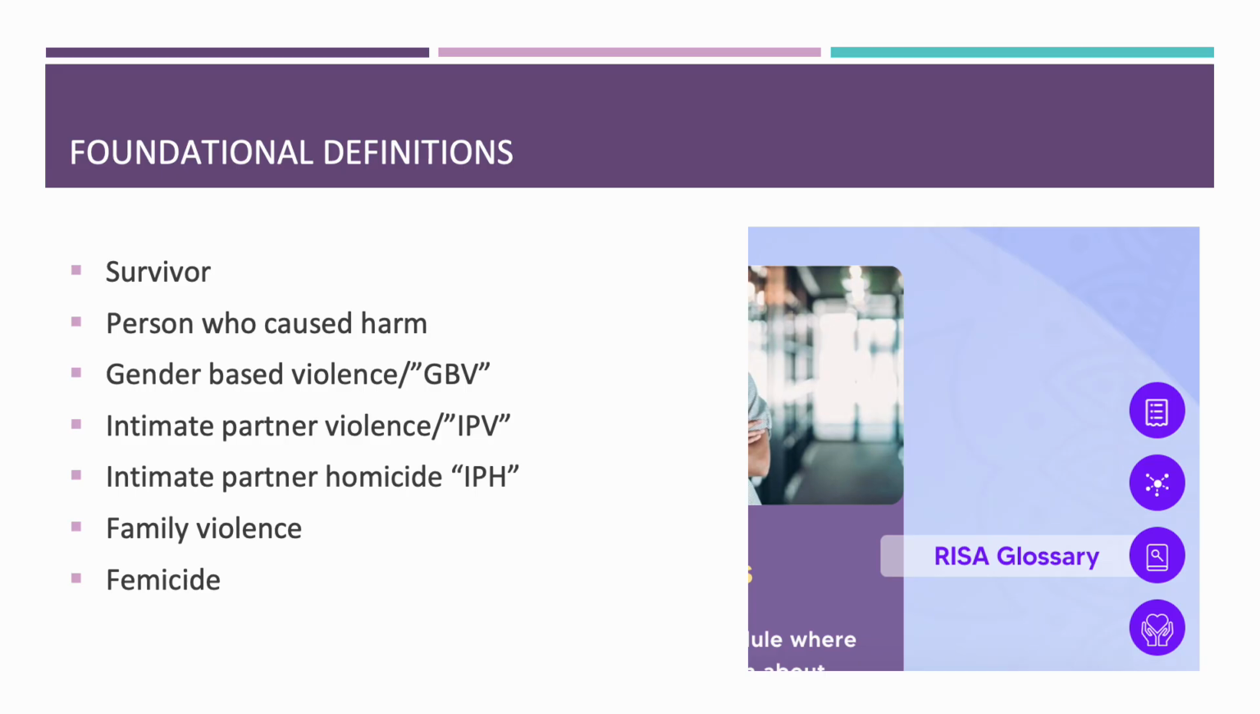This module uses a number of key terms. If you are unfamiliar with any of these key terms or you would like a refresher, please refer to the glossary on the RISA website. It can be found in the sidebar on the Learning Modules page, as shown in the image above. Many of these terms are also covered in Module 1, GBV the Basics, which you can find on the RISA Learning Hub.